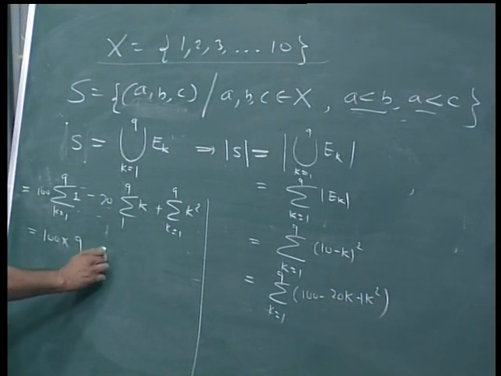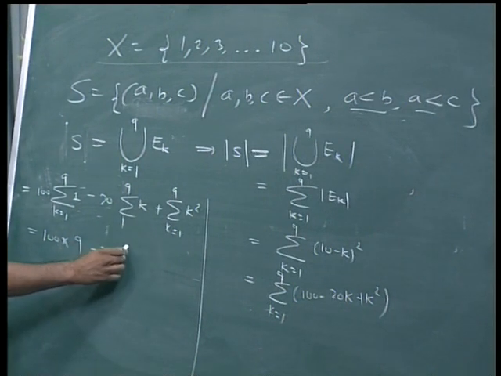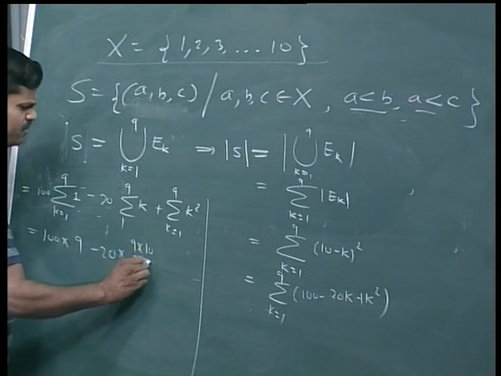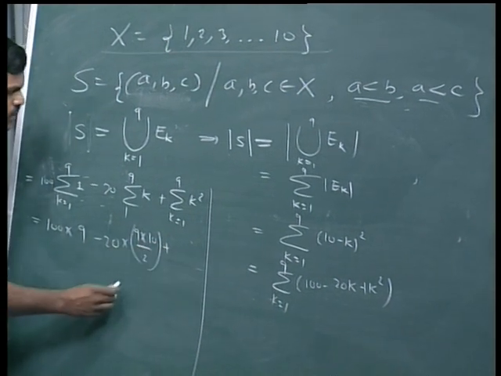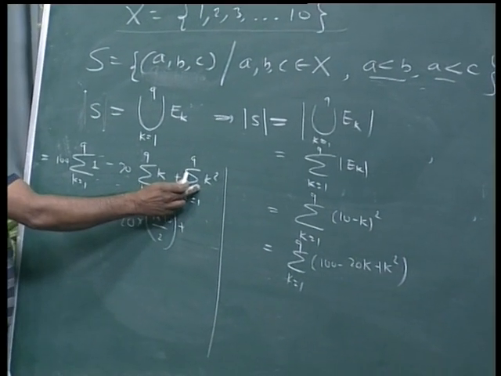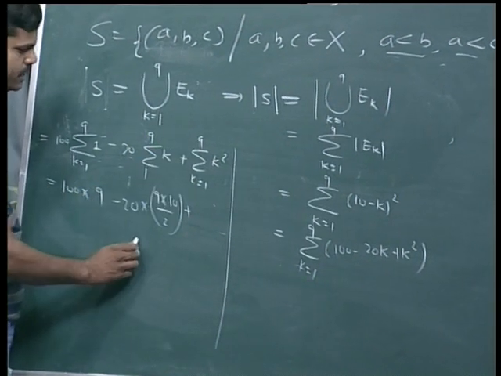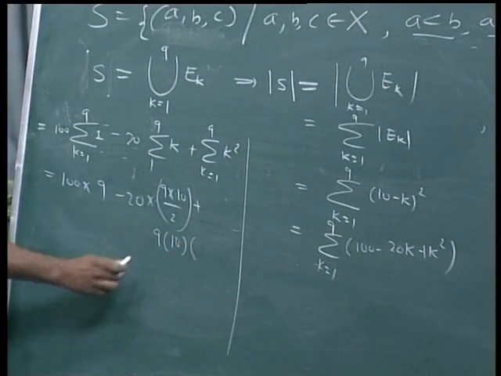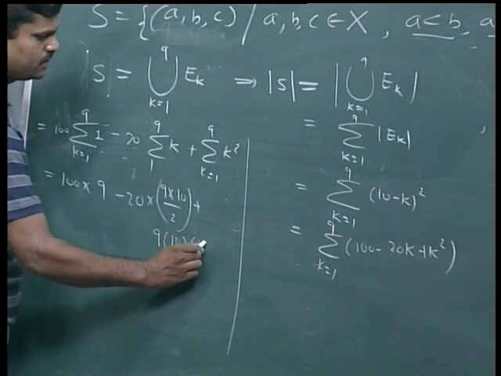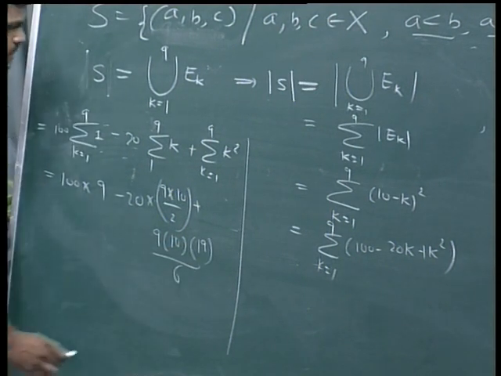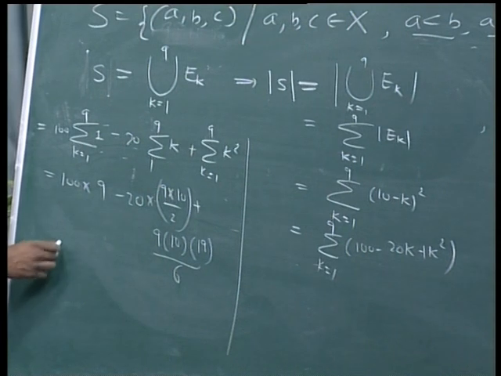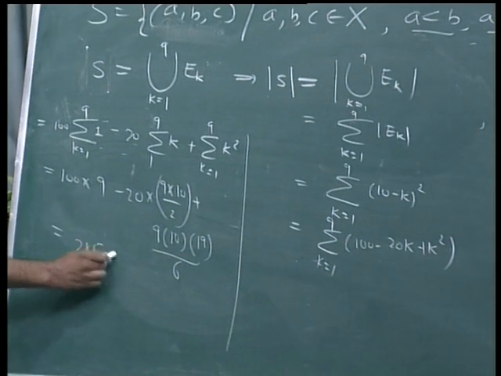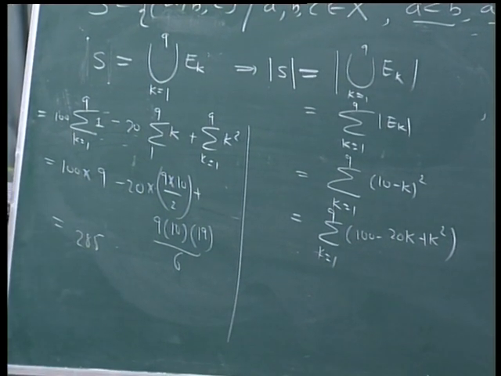For the second one, minus 20 into sigma k formula, you know, n into n plus 1 by 2. Sorry, 9 into 9 plus 1 by 2. So 9 into 10 by 2. And for k square, what is the formula? Sigma n square, n into n plus 1 into 2n plus 1 by 6. And n is 9 here. So plus 9 into 9 plus 1, that is 10, into 2n plus 1, that is 18 plus 1, 19 upon 6. If you calculate this, you will get this answer 285. Okay, this is one way.